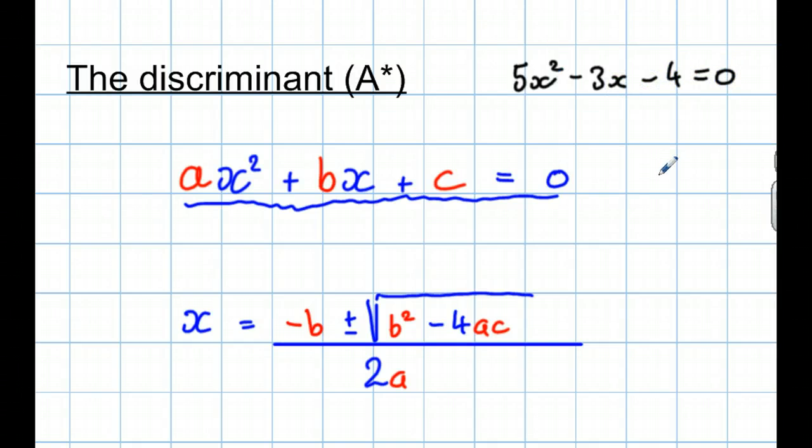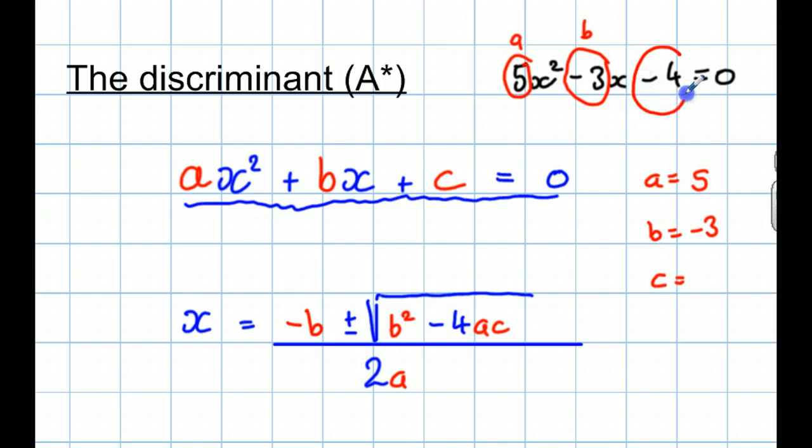In this case, a would be 5, it's the number in front of x squared. b would be minus 3, it's the number and sign in front of x. And c would be minus 4. c is the constant term, the number including its sign.